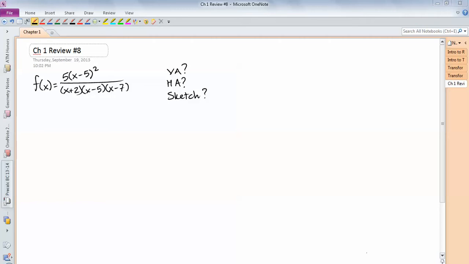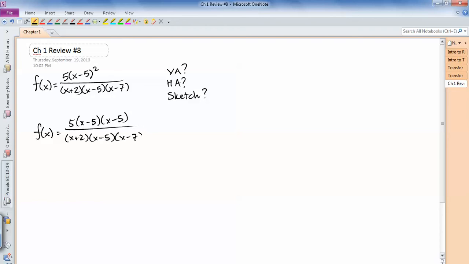Now, I'm going to write f of x out so that I'm not bothering with the little square part. So I'm going to write it like this: 5x times (x minus 5) all over (x plus 2)(x minus 5)(x minus 7). Okay, so there's our function. One of the things to notice here is these two terms would cancel out normally, except that you know that x can't be 5.